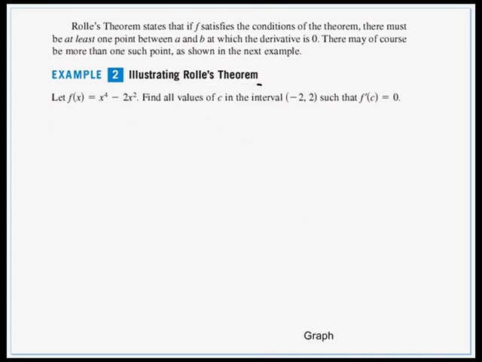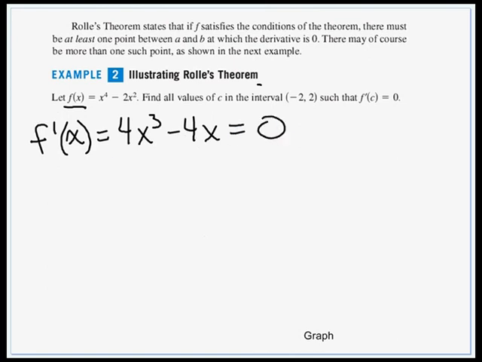So now we know that somewhere in between 2 and -2, there's at least one point with a derivative equal to 0. So here is our function. Let's take its derivative. F prime of x is going to be 4x to the 3rd minus 4x. We take the derivative and set that equal to 0. Now let's factor some stuff out. It looks like we can pull a 4x out of each term. So we're going to be left with an x squared minus 1 in the parentheses.